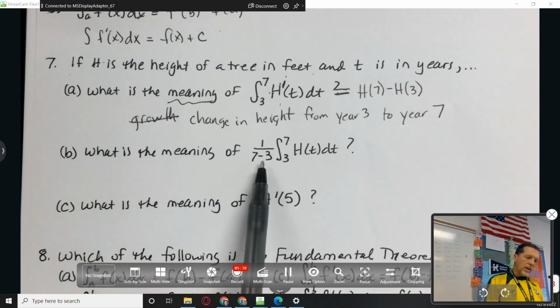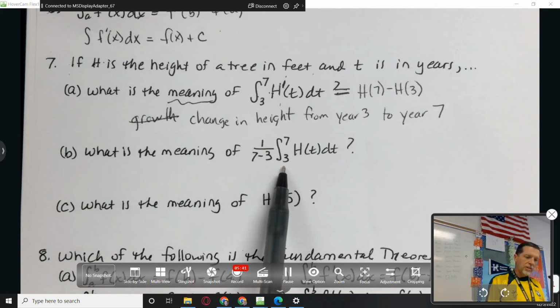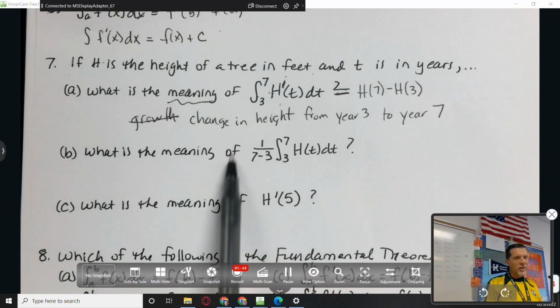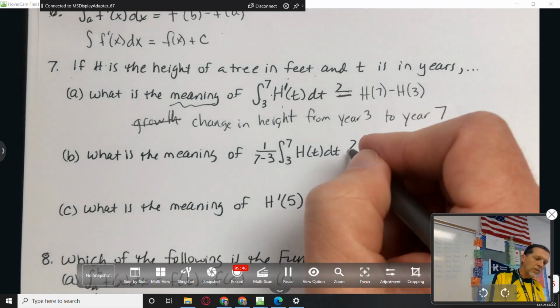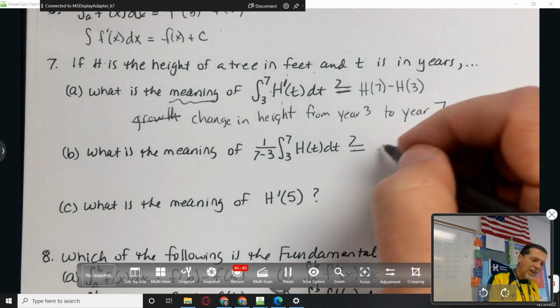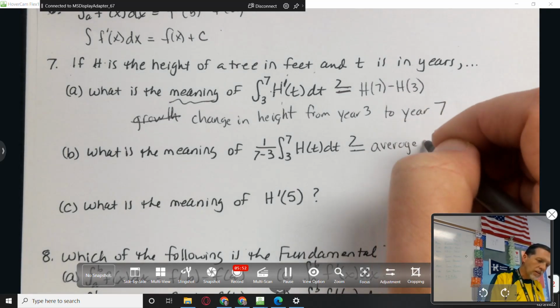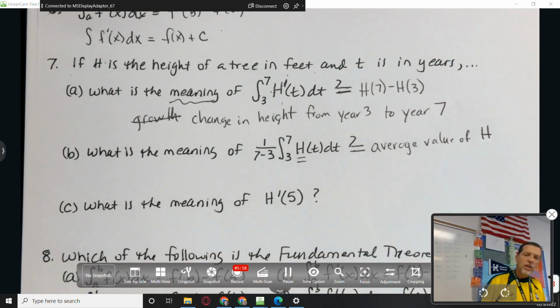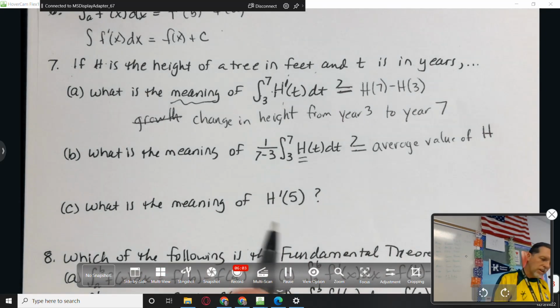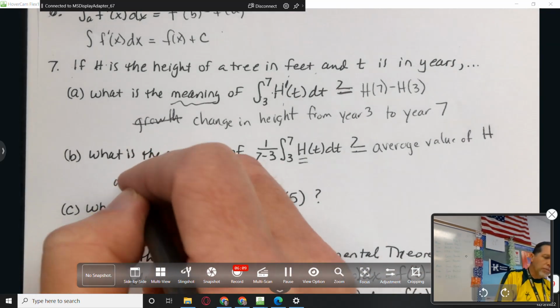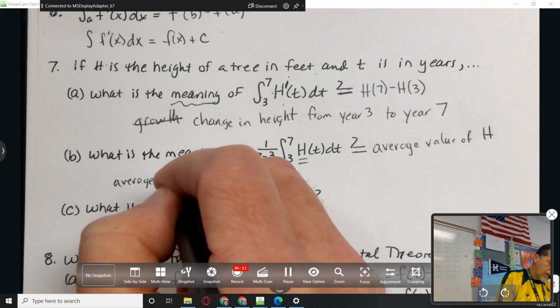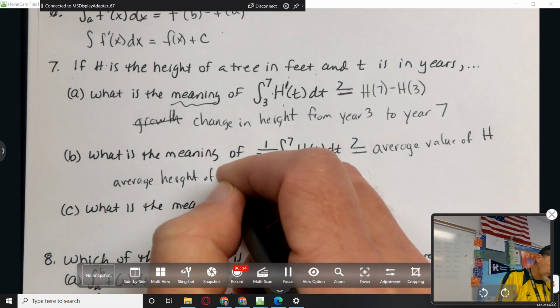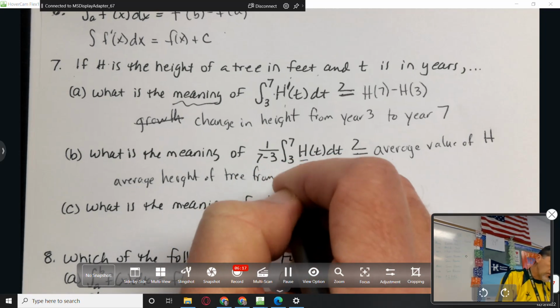Part B, what is the meaning of 1 over 7 minus 3 integral from 3 to 7? That formula should look familiar. What is that equal to? That's the average value of h from 3 to 7. So what does this mean now? So like the average height of the tree from 3 to 7. Average height of tree from year 3 to 7.